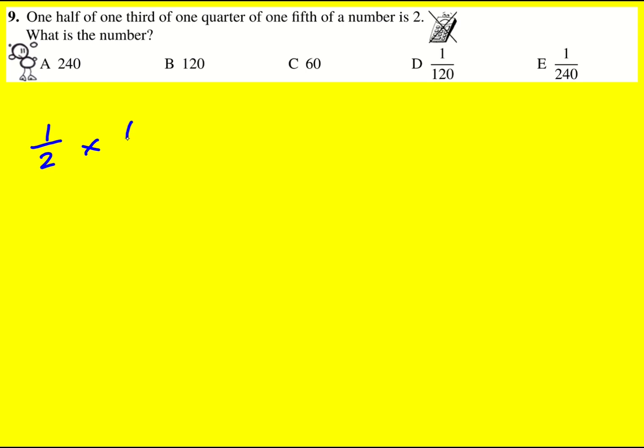So it's a half of a third, that's times a third, times a quarter, times a fifth, times some number, so I'll call that x, is equal to 2. We want to work out what x is. Now I'll show you a couple of ways.